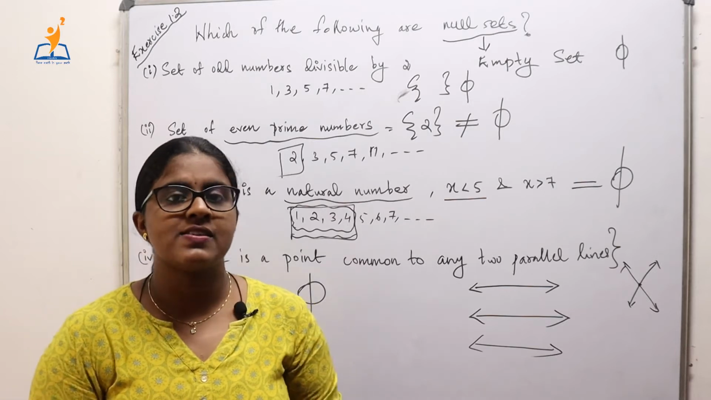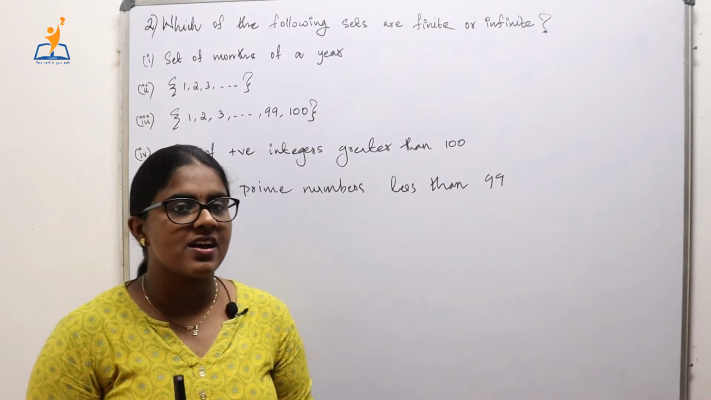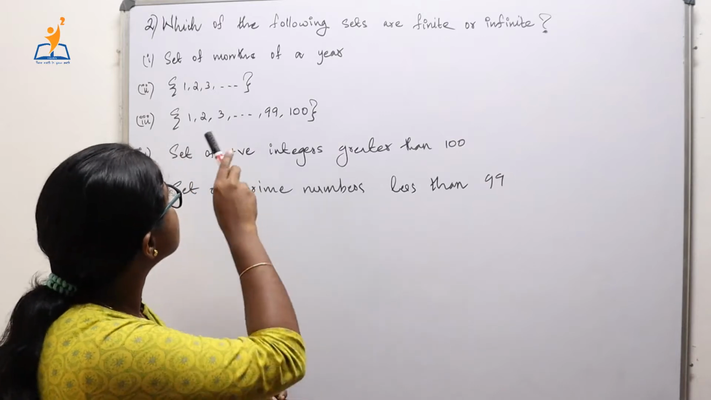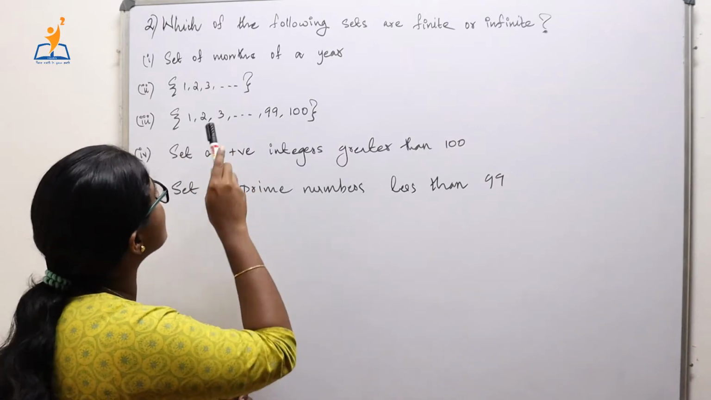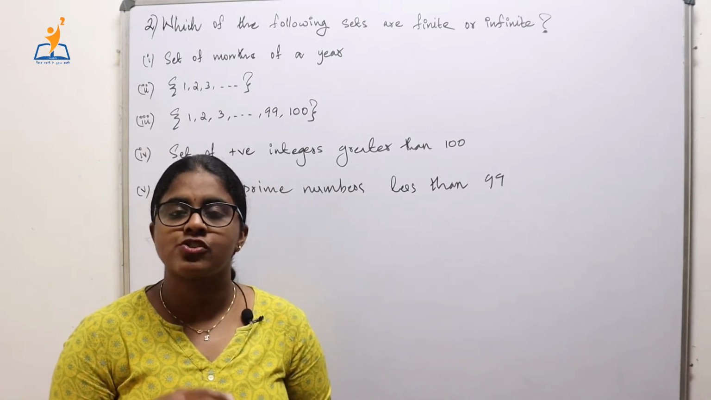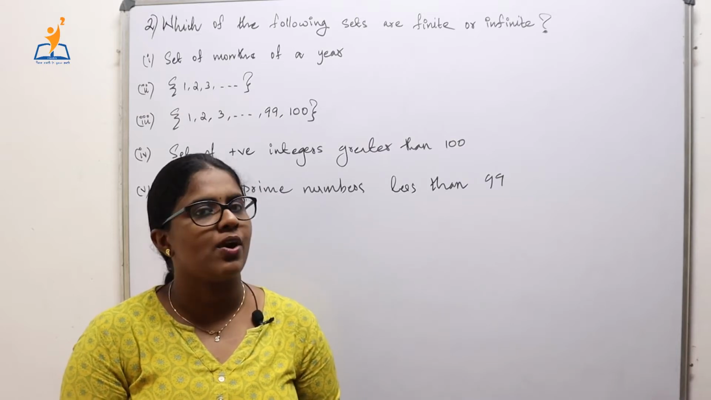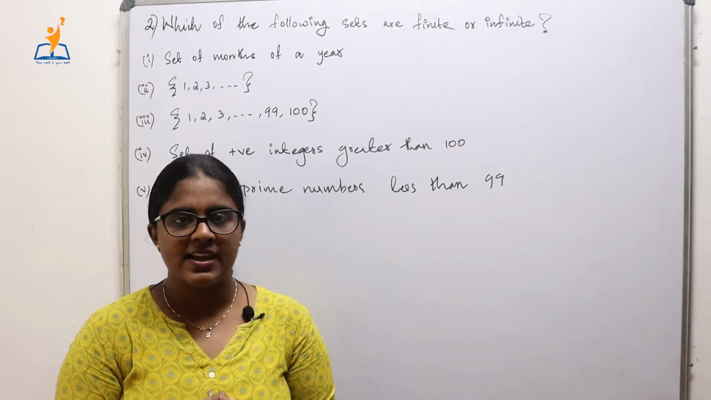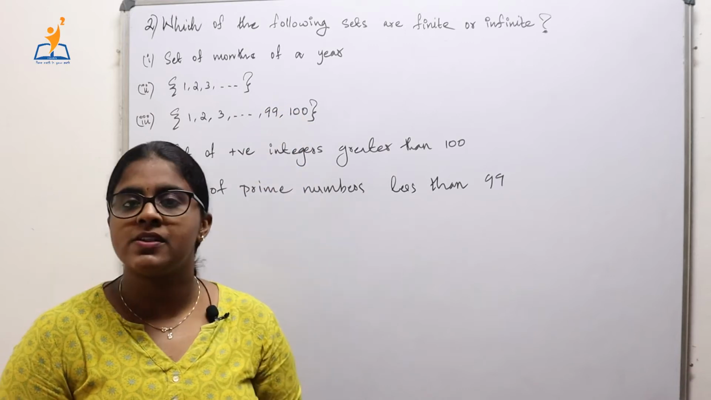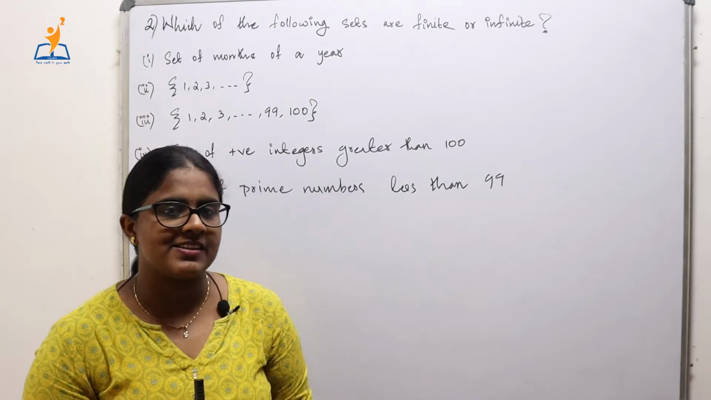Now we will move to the second question from exercise 1.2. The second question asks which of the following sets are finite or infinite. The first part of the second question is: set of months of a year. We know that the months of a year are 12 months: January, February, March, April, May, June, July, August, September, October, November and December. So there are 12 months in a year. So the number of elements of this particular set is 12, or the cardinality of the set is 12.